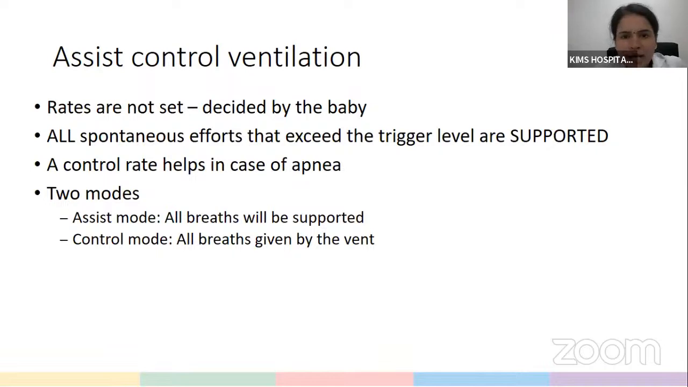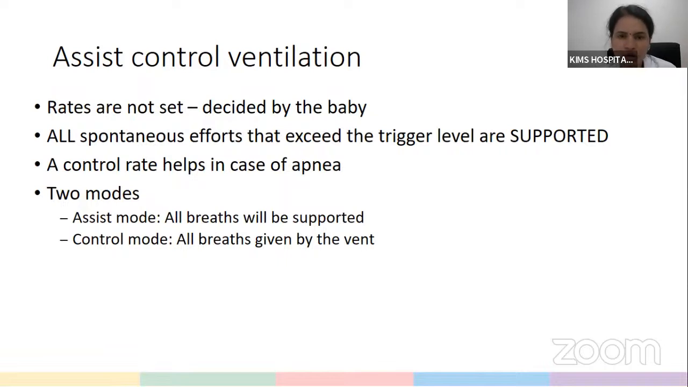Now, SIMV, as we discussed, comes with some problems, where expiratory asynchrony is not overcome at all and inspiratory synchrony is not completely achieved. So in order to make this better, the next step is SIPPV or assist control mode of ventilation. Here, the difference is we don't set the rate. The rate is decided by the baby. We only set a backup rate. So here, how many ever breaths the baby takes which cross the trigger threshold, they are all going to be supported by the ventilator breaths, provided the trigger in that breath is more than the threshold that we have set.